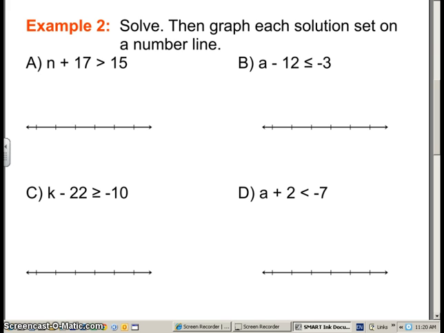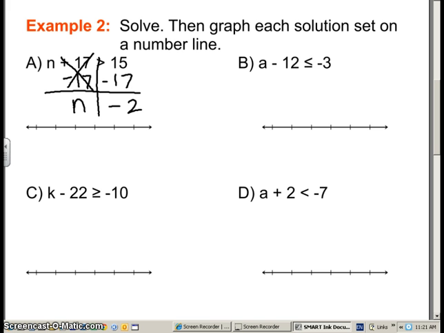Okay, continuing on for example 2. We have n plus 17 is greater than 15. So start by drawing your line. Our variable is on the left. We're also adding 17. The inverse of adding 17 is subtracting 17. If I do it to one side, I must? Okay. My inverse operations cancel each other out, and I'm left with n. And 15 minus 17 is?